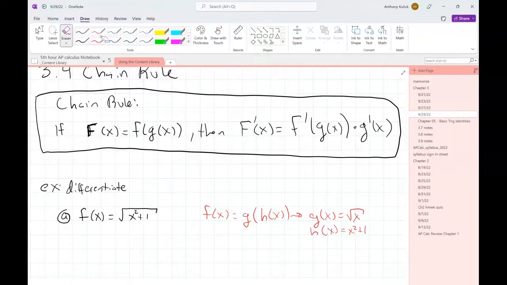So the goal is you want the composites that you pick, or the pieces you're picking to make your compositions, to be things that are easily differentiable, that you don't have to use another fancy rule to do, things you can do directly. Like the square root of x is something easy, we just do the power rule on it. X squared plus 1, that's easy, we just do the power rule on it. So that's the why. That's the reason I'm breaking it up in that particular fashion. Does that make sense?